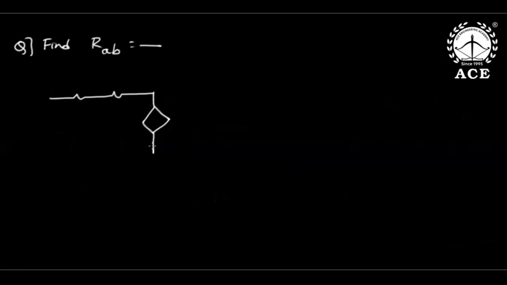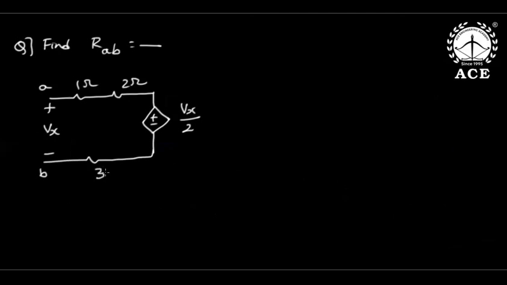Now I'm going to another important model. What is RAB? This is A and B. This is Vx, and this voltage is Vx by 2. There is a dependent source for the first time now. 1 ohm, 2 ohm, 3 ohm. Everyone copy this. I am going to explain now what RAB is.